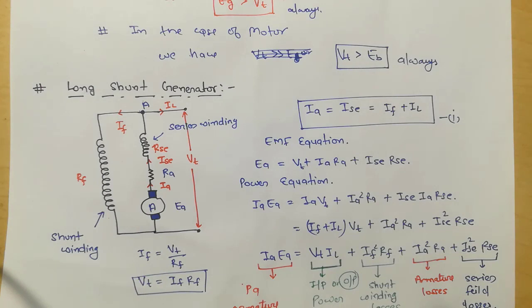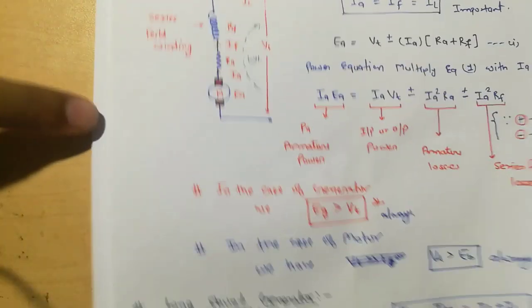Now talking about the short shunt generator. This is the last topic for this lecture. This is also an important topic in the DC machine.